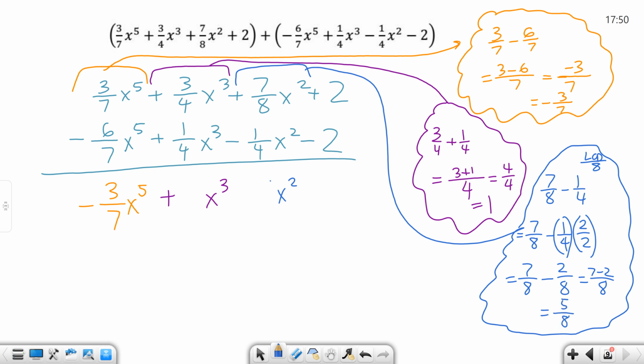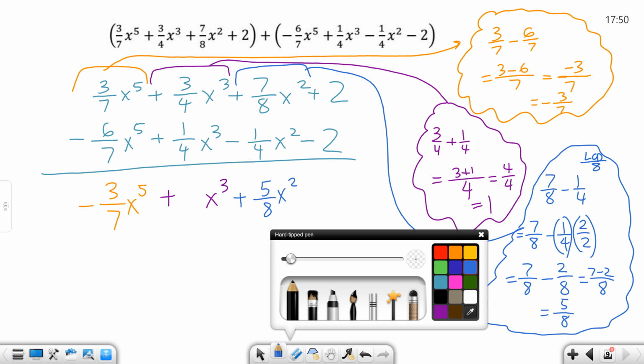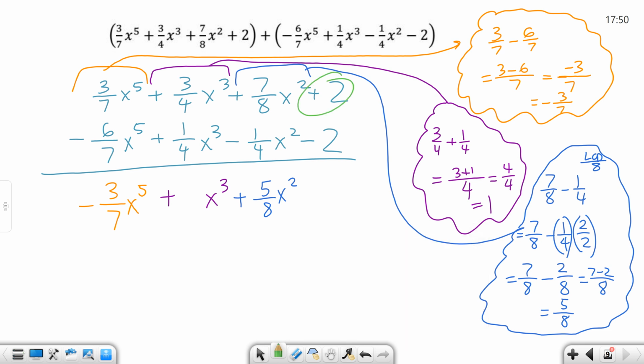So I know my coefficient is 5 over 8. And it's positive, so there must be a what there? A plus. If it was a negative 5 over 8, I'd have a minus there. Like the first term that was negative 3 over 7. And then the last one, look at the last one, y'all. They're just whole numbers. Plus 2, minus 2. What do you get there?